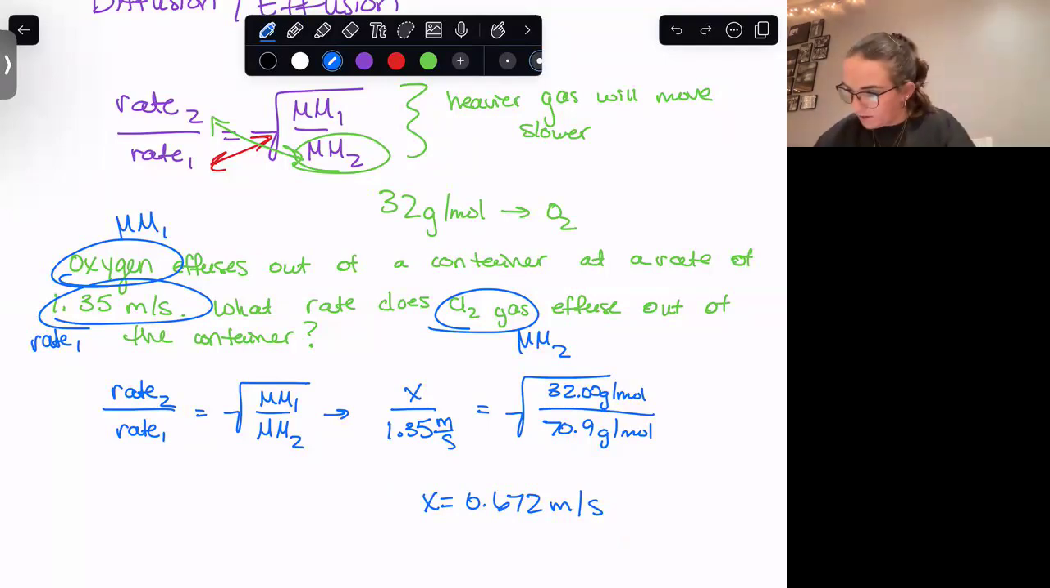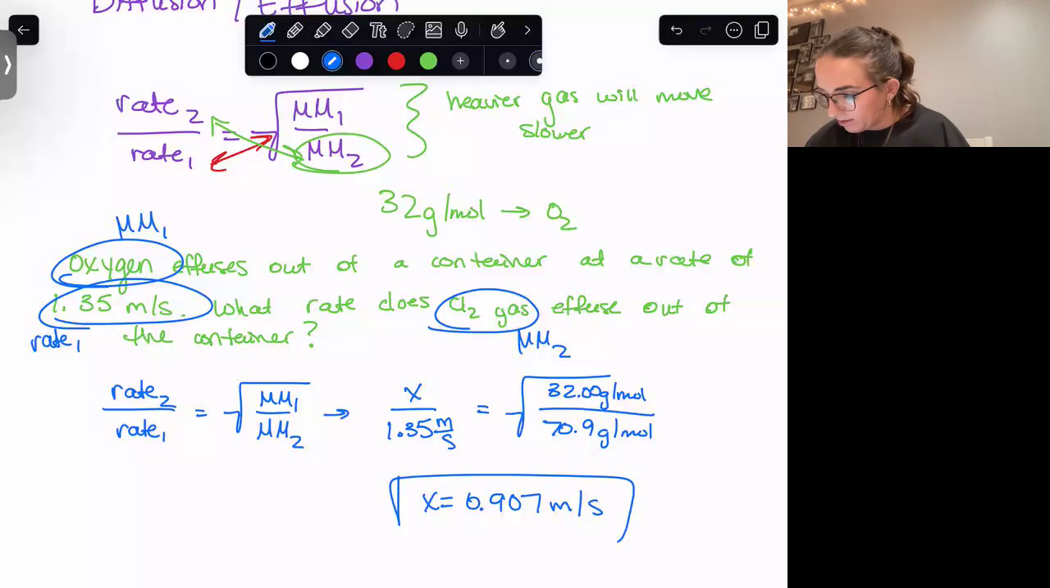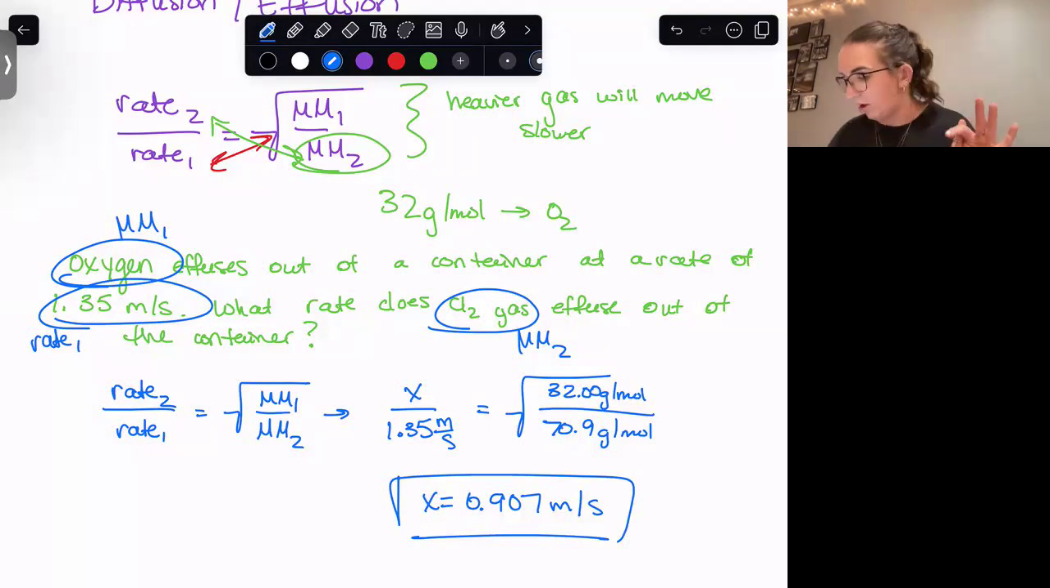Okay, sorry. This is 0.9. Yep. Okay. Sorry. Thank you, Juliana. Yep. So this would be 0.907. This is still smaller than 1.35. So that isolates X. I missed a step. Apologies.